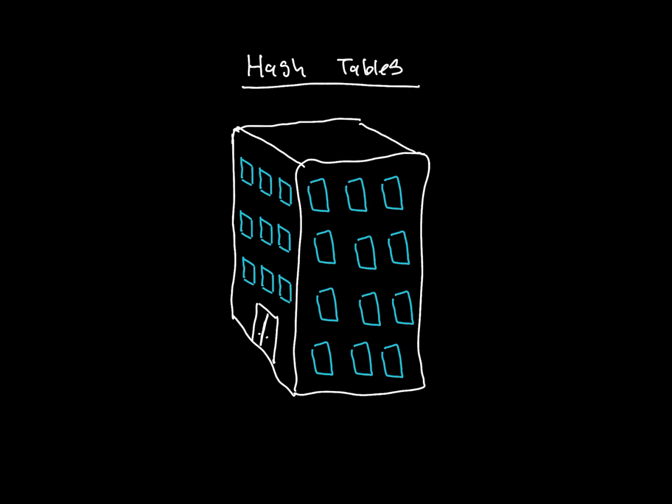The next data structure we're going to cover is the hash table. It's a powerful and widely used data structure. You'll find it appearing in different forms like hash maps and hash sets.